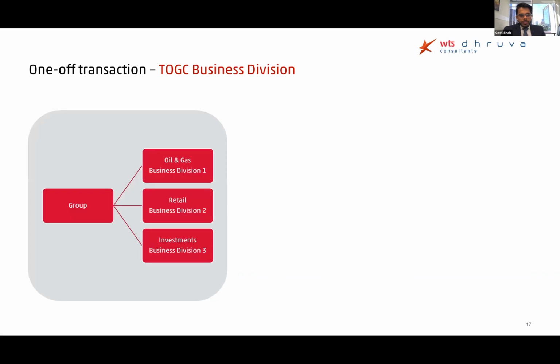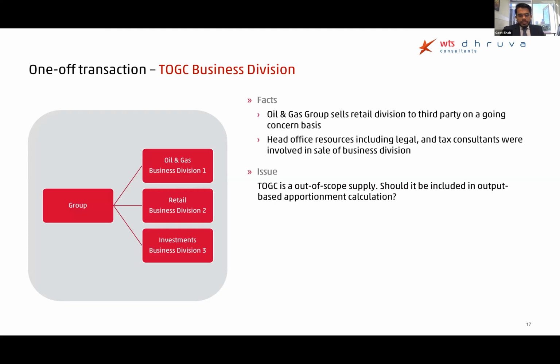Moving on to the last one, let's say there is a group which has 3 business divisions. One is oil and gas, second is retail, and third is investments. And on one fine day, they decide to sell off the retail business division to a third party. And on the transfer, there is a consideration received for selling that particular division. So since this transfer will qualify as a TOGC, and it will be out of VAT scope, whether this should be included in the output-based apportionment calculation.